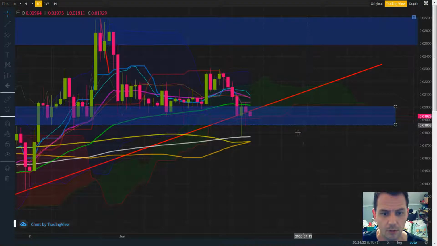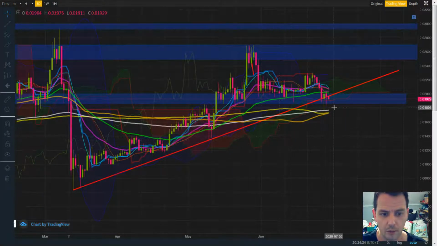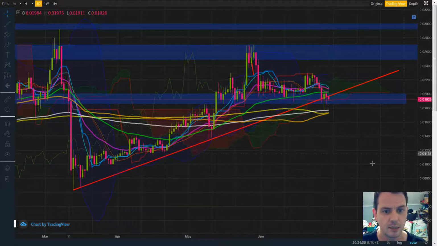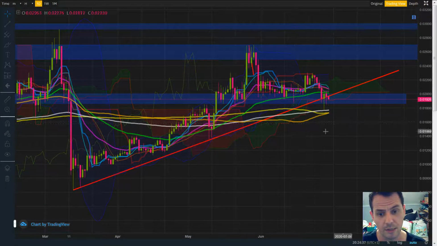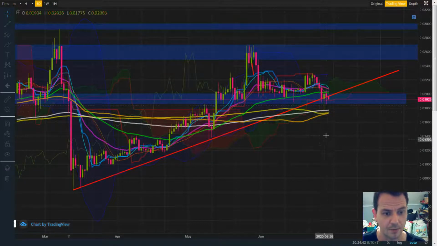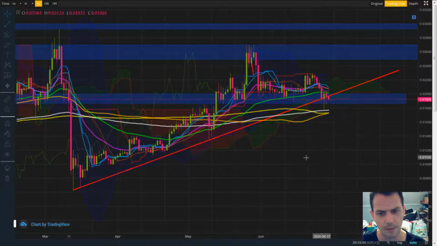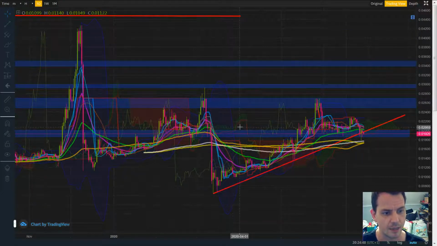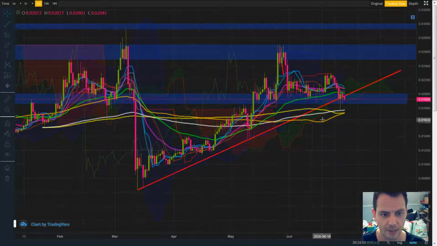So again, we'll look at Matic. What have we got to go by if this area is taken out? We've got the 200 exponential around 1.7 cent, 1.8 cent roughly. Below there are no moving averages of any significance on a daily chart, which means we really could just find one of those big Matic wicks, a huge Matic drop like what we've seen in the past. I could see that happening again.